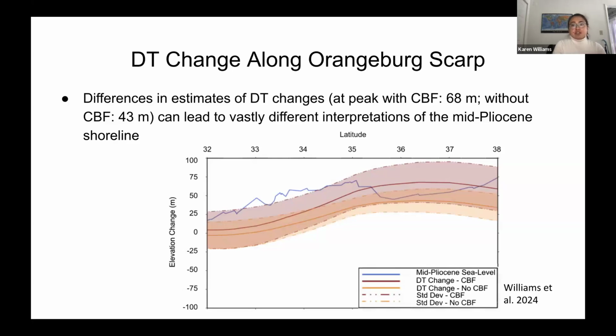A greater change in dynamic topography would lead to these different interpretations of the shoreline as well as past sea level changes. And this would also suggest that a smaller contribution to the warping of the Orangeburg Scarp from isostatic processes, such as glacial isostatic adjustment and flexural isostasy from sediment transport, would be required to explain the present elevation of the scarp.